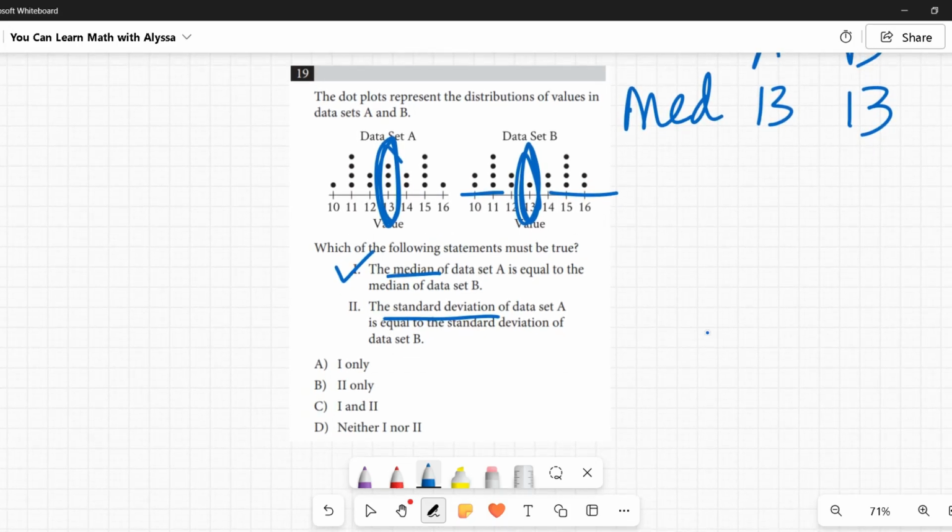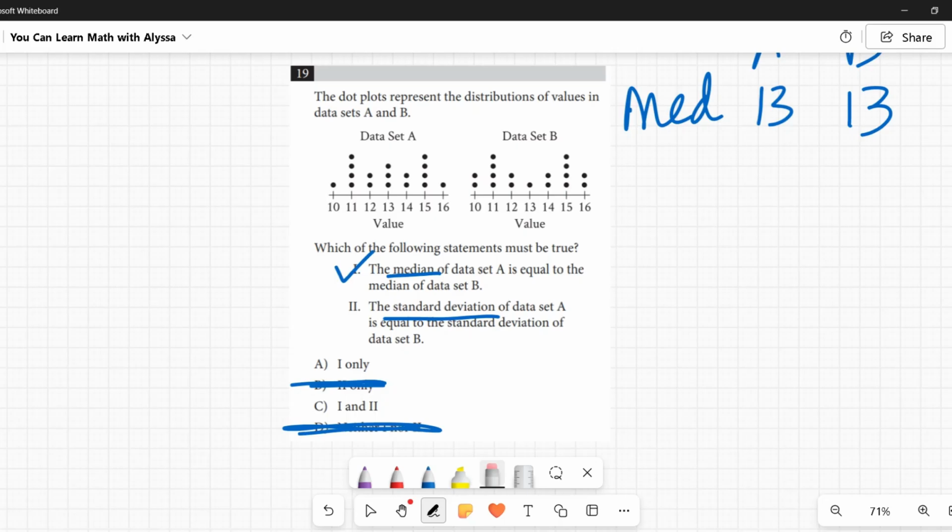So I know already that B is not the correct answer because B says 2 only. I also know that D is not the correct answer because it says neither 1 nor 2, and 1 is true. So my only possible answers are A and C. So I need to see if 2 is possible, because if it is possible, then C is my answer. If it's not possible, A will be my answer. Right, so let's move on to the standard deviation.